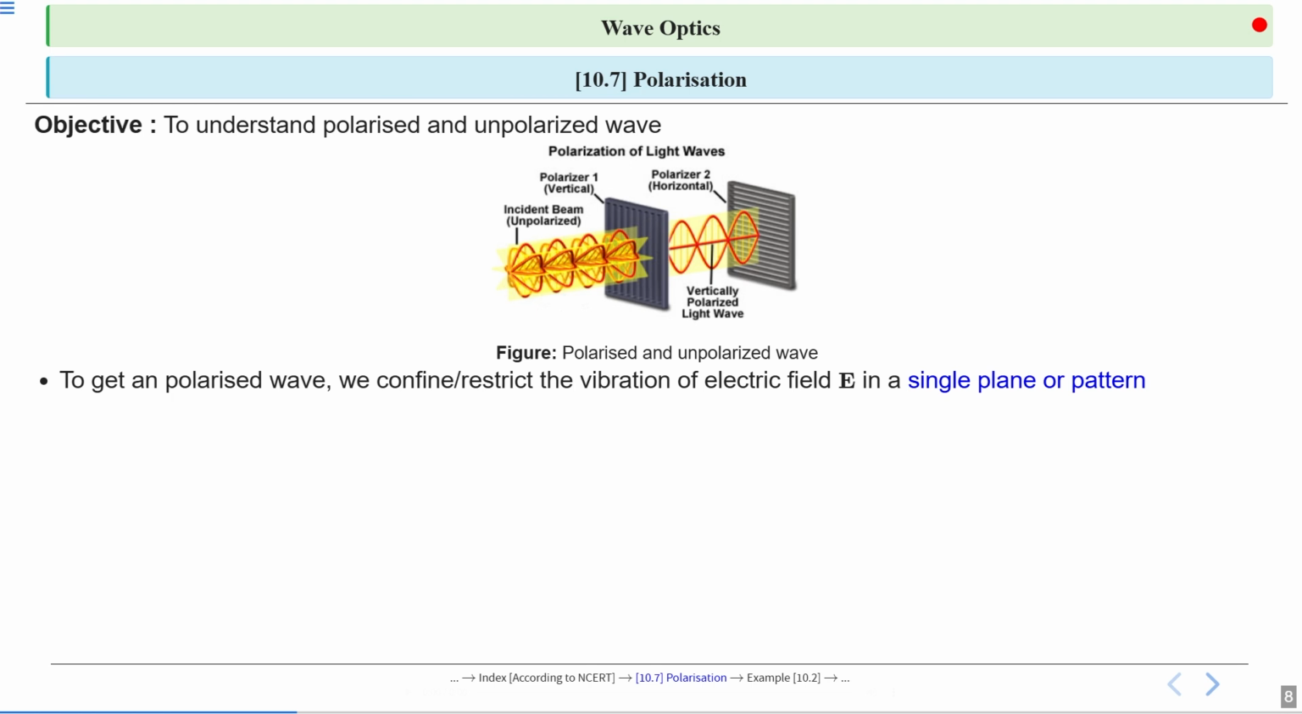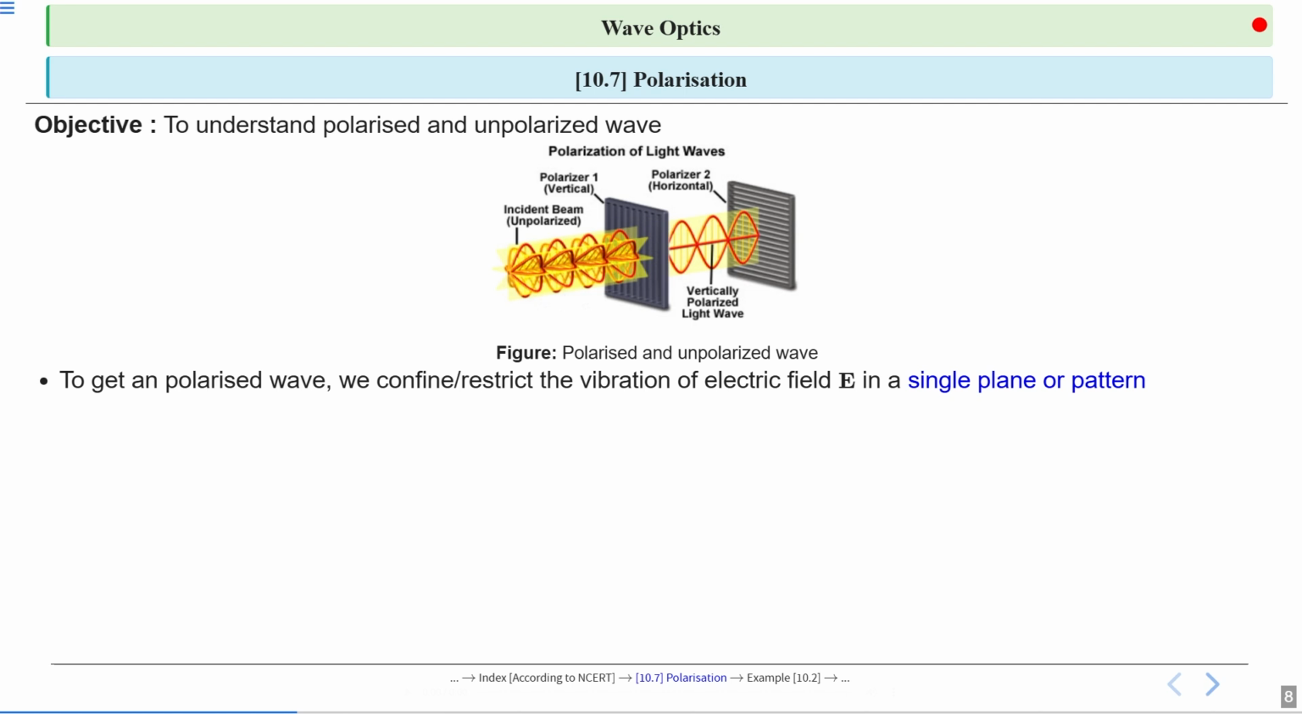So let's focus on the polarized wave. To achieve a polarized wave, we need to confine or restrict the vibration of the electric field to a single plane or pattern. This means that the wave's electric field is oriented in one specific direction. Imagine a wave moving through a narrow slit, allowing only vibrations in one direction to pass through. In the image you can see the vibration of the electric field vector, or light vector.